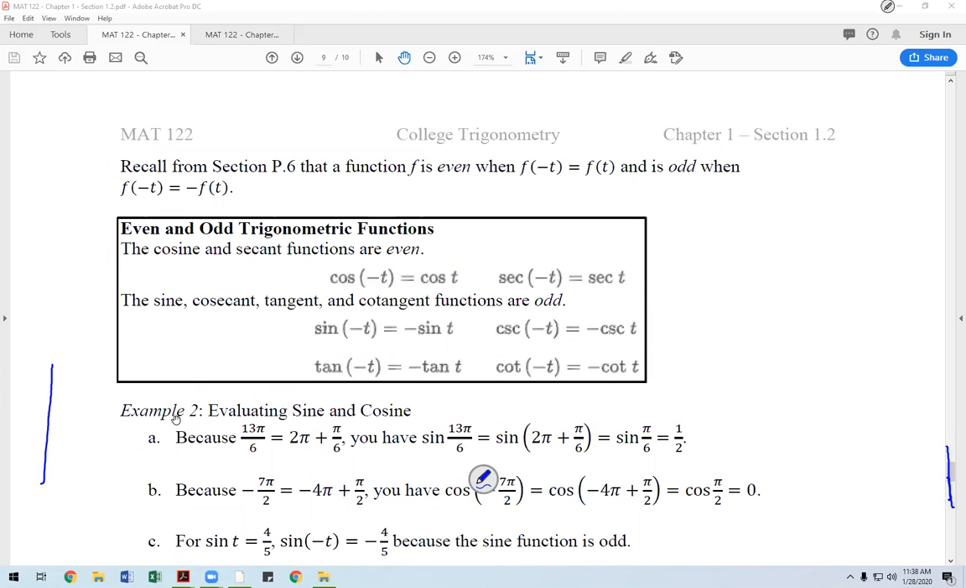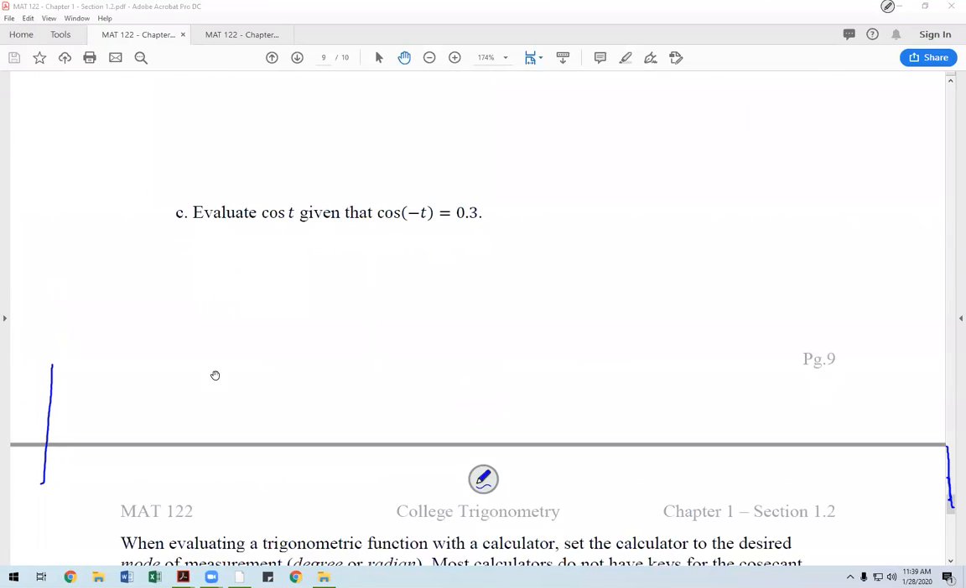So it's actually falling back on the idea of these functions being odd or even. Cosine is an even function. So they're telling us cosine of negative t is 0.3, right? Which is also going to be the same value, because it's an even function, for cosine of t. So they're actually going to be the same value for both. It's just constant. Yeah, it stays the same. For part C.